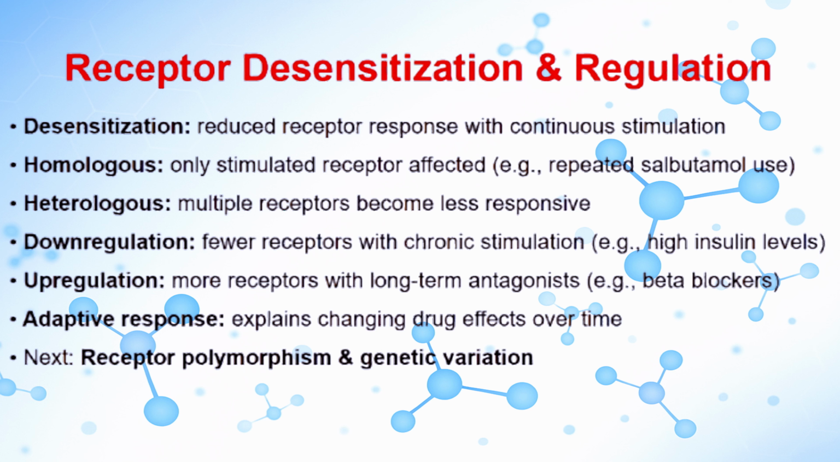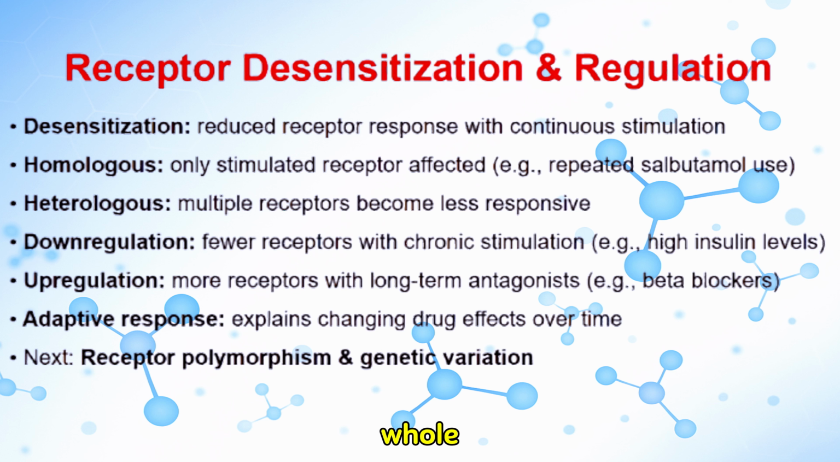in cells. Conversely, when receptors are blocked by antagonists, the body may increase receptor numbers. This is called upregulation. For example, prolonged use of beta blockers, like propranolol, can lead to an increase in beta receptor production. These are adaptive mechanisms. They help the body adjust to drugs and explain how drug effects can change over time.